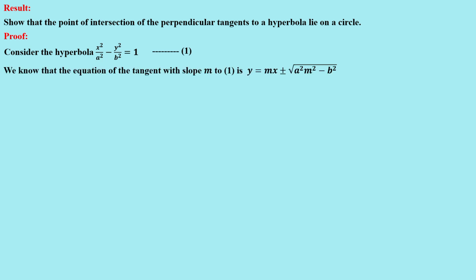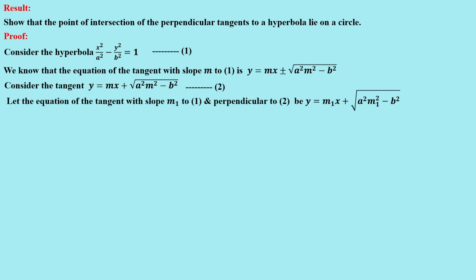That is 1. We know that the equation of the tangent with the slope m to 1 is y equal to mx plus or minus root of a square m square minus b square. So consider the tangent y equal to mx. We are taking plus because there are two, plus or minus. We are taking plus mx plus root of a square m square minus b square. That is equation number 2.